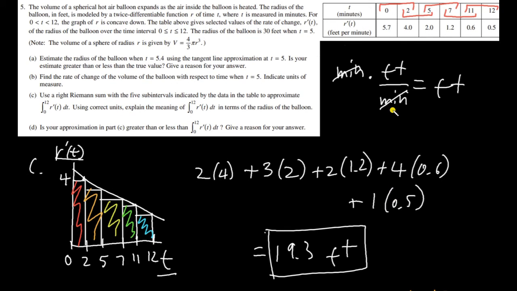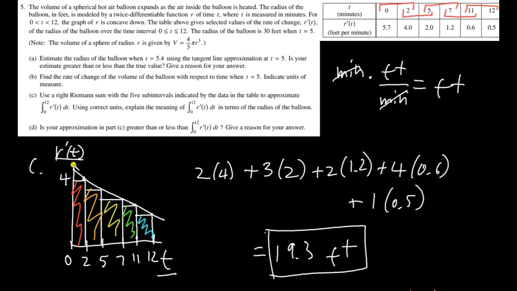Okay, and we can actually knock out part D right now. Is the approximation from part C, which is 19.3, greater than or less than the actual value of the integral from 0 to 12 of r prime of t dt? Give a reason for your answer. Okay, well, let's see here. So we know that r prime of t is decreasing, right? And we especially know that because r is concave down. So since r is concave down, r prime of t is decreasing.